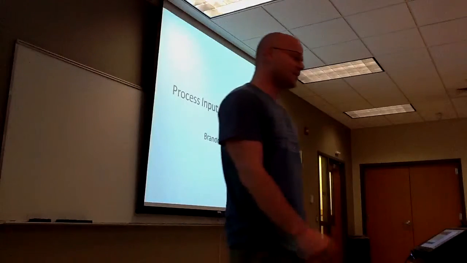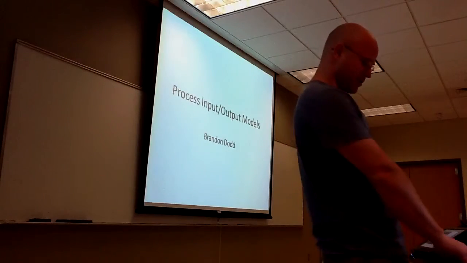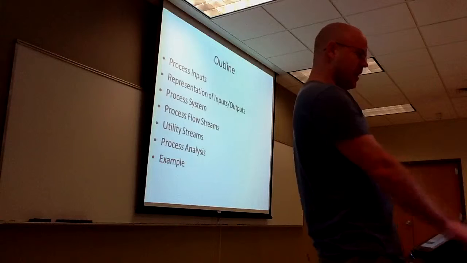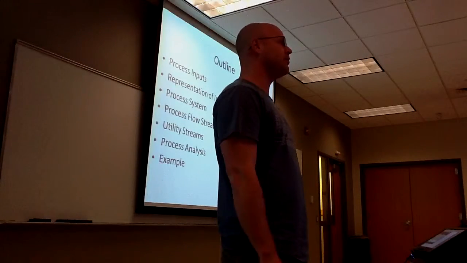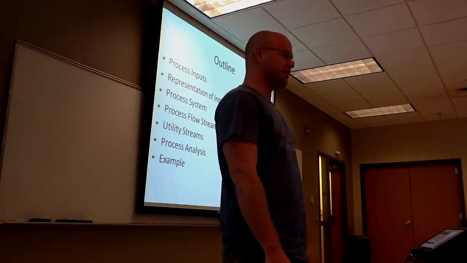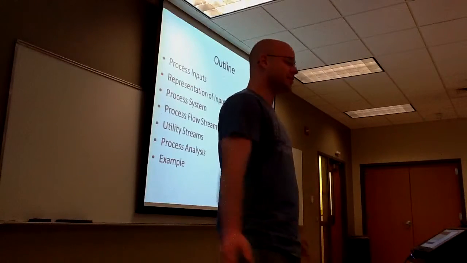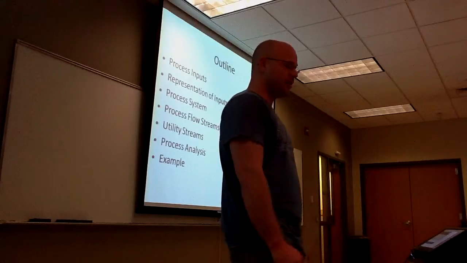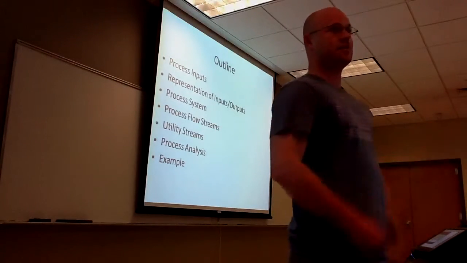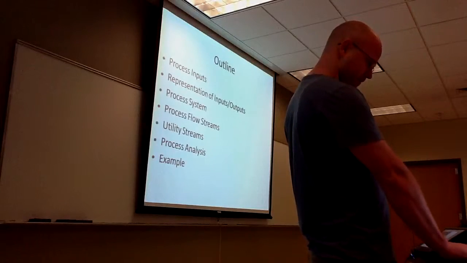Chapter 16, process input and output models. In the outline, we'll talk about what process inputs are, how you represent process inputs and outputs, process systems, process flow streams, utility streams, process analysis, and I'll give you an example of how all this works.